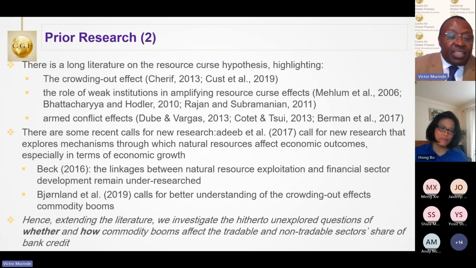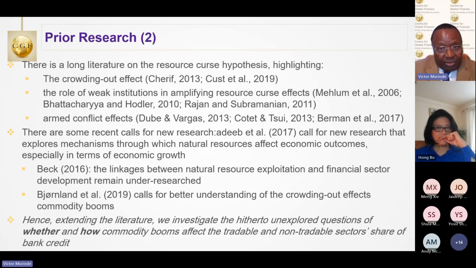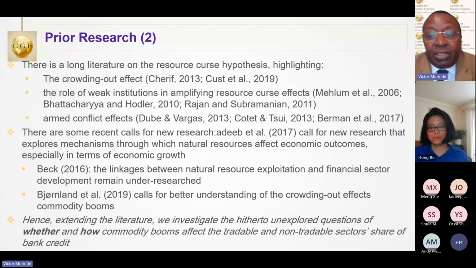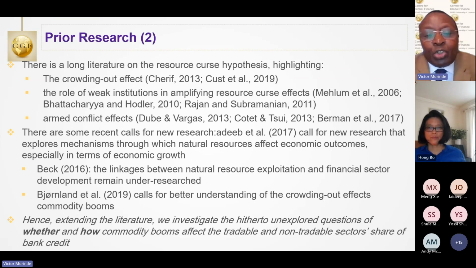But there is also the channel and the role played by weak institutions, where institutions are weak in governance, and this amplifies the natural resource curse effect. This has been documented by Mehlum in 2006, further work by Bhattacharyya and Hodler, and also work by Rajan and Ibrahim, very well documented about the role of weak institutions.